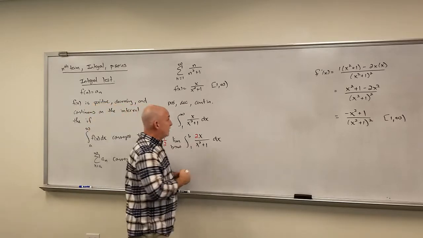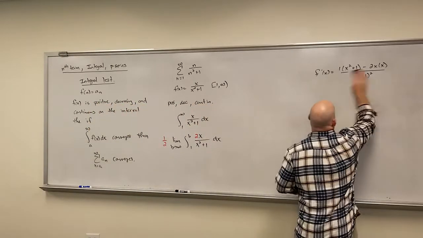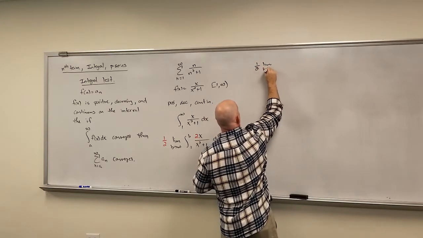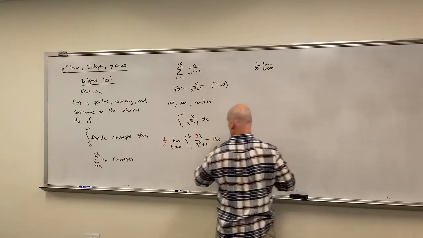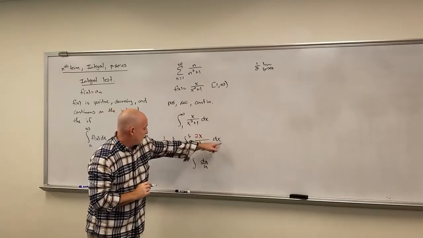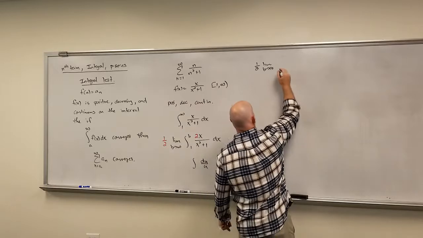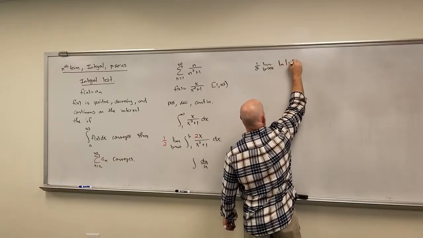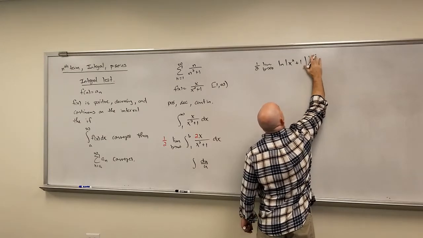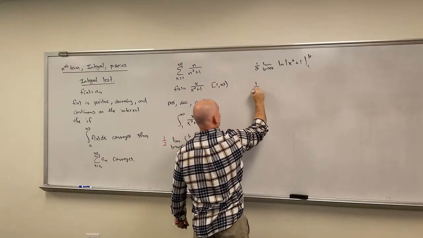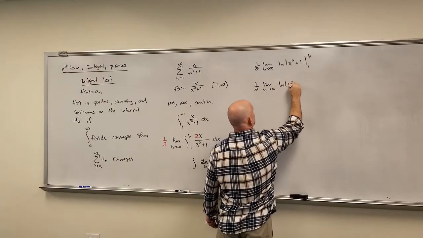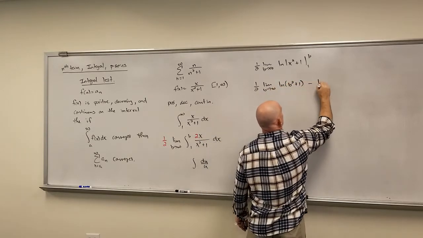So what is this going to end up being? Need to scribble that to make sure we can do it. So we got 1/2 limit as b goes to infinity. This is really, and you don't have to do it, this is really the integral of du over u, right? Because that was our u, that's our du. So this is going to be the natural log of the absolute value of x squared plus 1 evaluated from 1 to b. So this is 1/2 limit as b goes to infinity, natural log of b squared plus 1 minus the natural log of 2.